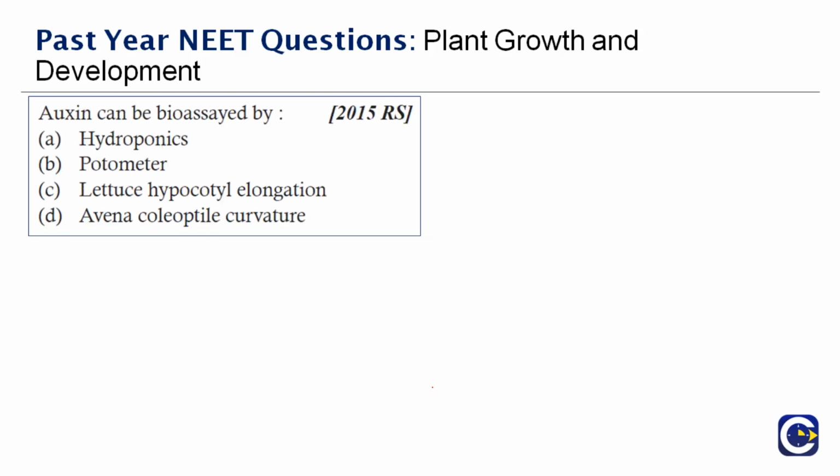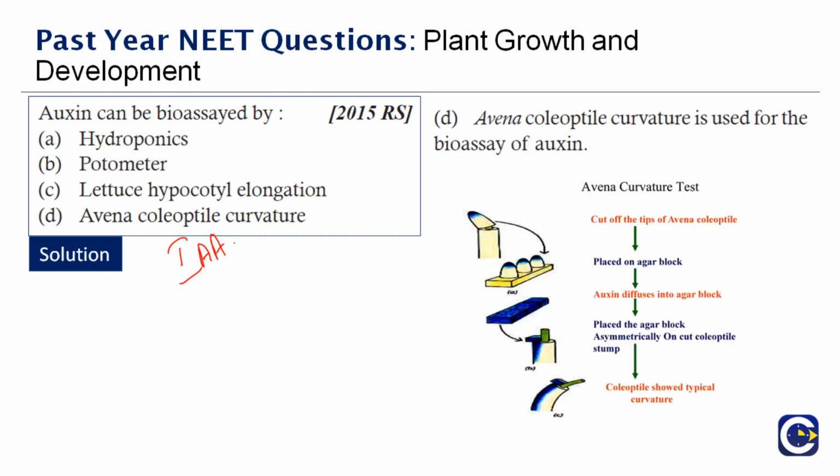Next question here. Auxin can be bioassayed by dash. Just now we saw that in the earlier question, where we saw the Vena curvature. It is in reference to an oat plant, which is called the coleoptile. So here we know the answer is option D. When we talk about auxin, we always take in reference a particular auxin, which is indole acetic acid. This is used for the bioassay of auxin. Therefore the correct answer to this question is option D.